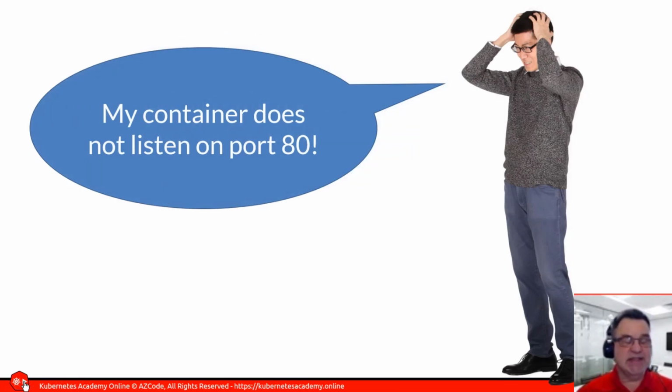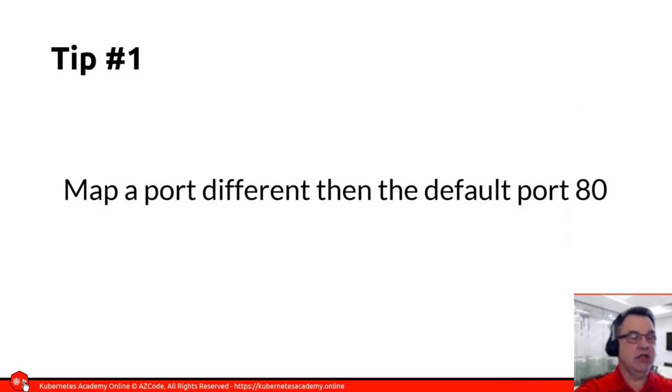My container does not listen on port 80. Tip number one, you can map a port different than the default port 80 in app service. When you configure your container, you can set a port that the container will listen on. By default, it's port 80, but you can set it to port 8080, let's say.